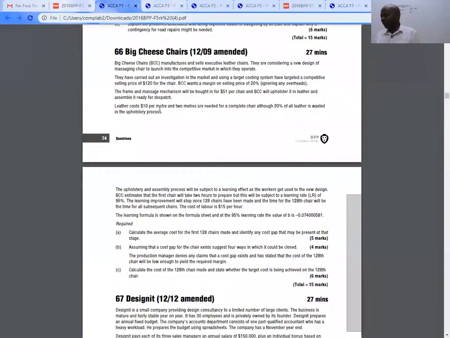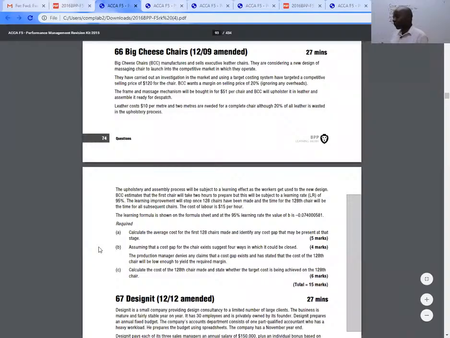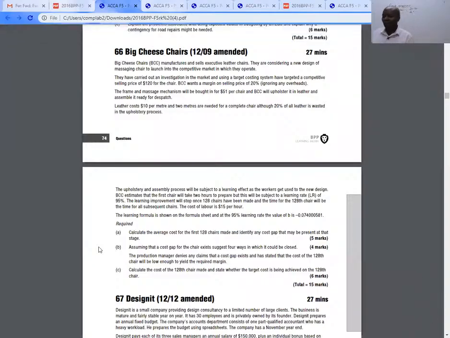Somebody give me 2 divided by 0.8. Thank you very much. So this one gives us 2.5. So when it comes to buying, I will buy 2.5 meters. So don't write this. I'll buy 2.5 meters.